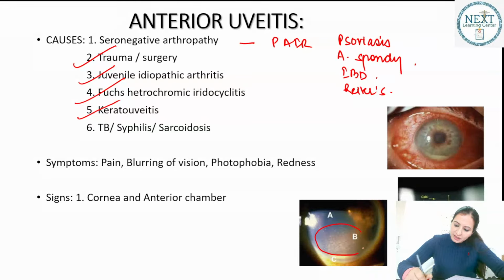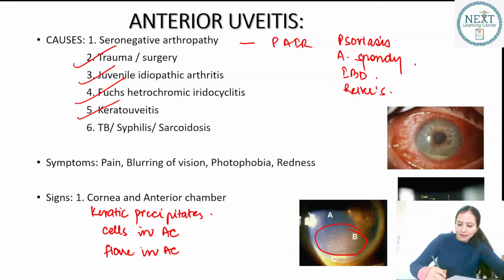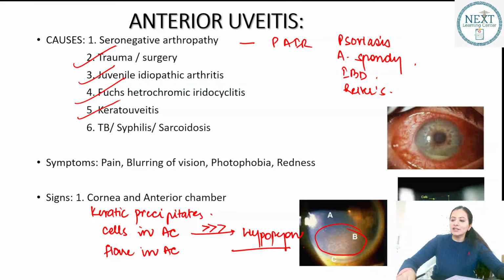Looking at the signs, you see either keratic precipitates like this on the back surface of the corneal endothelium, or you can have cells in the anterior chamber, or you can have flare in the anterior chamber. Sometimes when these cells are very large in number, they will settle down by gravity, leading to the formation of hypopyon. What is hypopyon? It is pus in the anterior chamber.